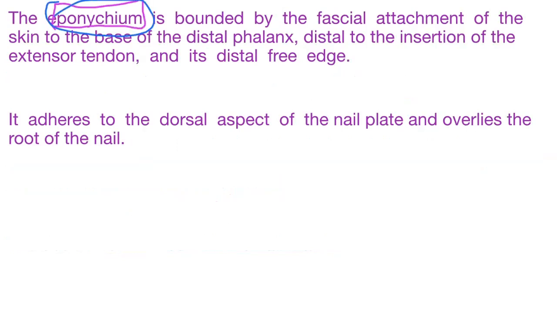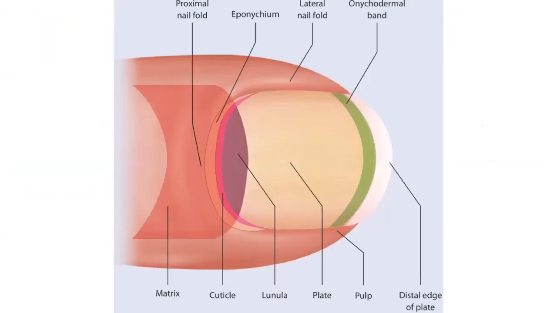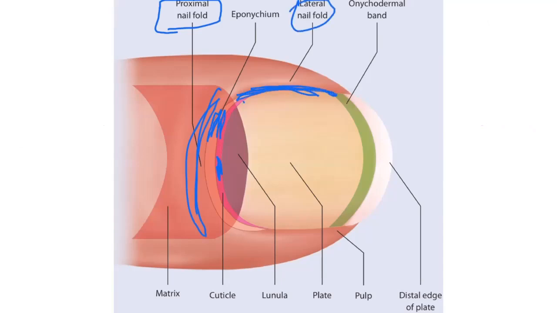is bounded by the fascial attachment of the skin to the base of the distal phalanx, distal to the insertion of the extensor tendon and its distal free edge. It adheres to the dorsal aspect of the nail plate and overlays the root of the nail. So you see, this is the eponychium, and this one is the cuticle. This one is the proximal nail fold, and these are the lateral nail folds, right?